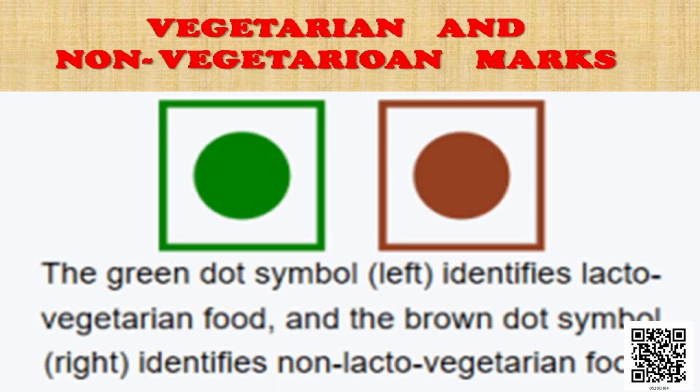Go through this pic, it is written vegetarian and non-vegetarian marks. Those who are vegetarian, before purchasing a cake or things like that, you must know which one is a vegetarian one and which is a non-vegetarian one. So the green dot symbol identifies vegetarian food, and the brown dot symbol identifies non-vegetarian food. So this is also one of the important pieces of information you should know before purchasing a cake or biscuit or something like that. Now let me show you another pic.